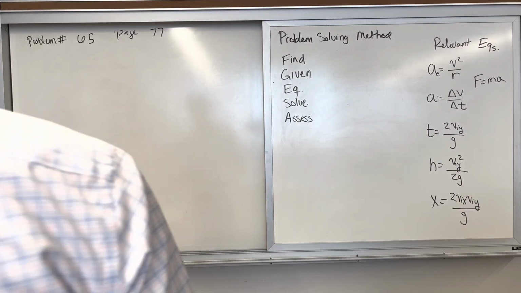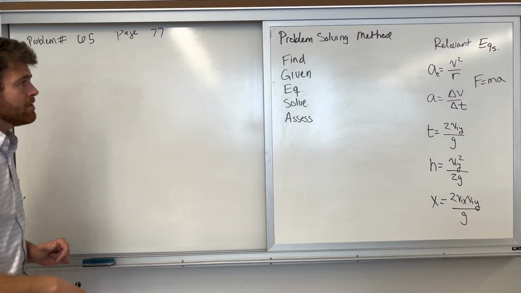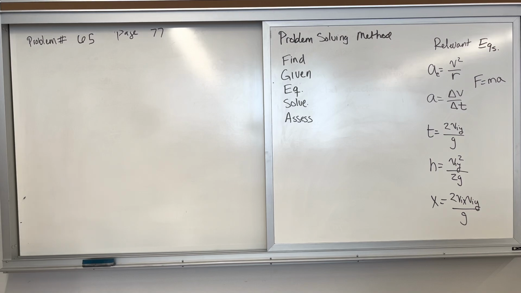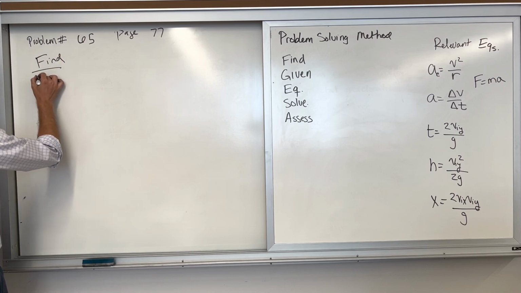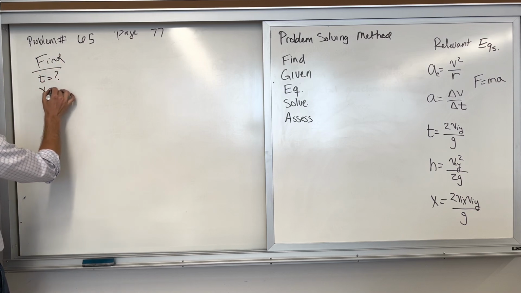Next example problem is number 65 on page 77 for chapter 4, motion in space. The problem reads, a tennis ball is hit with a vertical velocity of 10 meters per second and a horizontal speed of 30 meters per second. How long will the ball remain in the air, and how far will the ball travel horizontally during this time? So we're asked to find how long it will be in the air and how far it will travel horizontally.